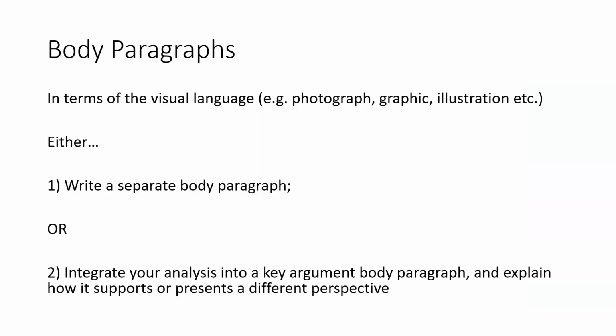Now, in this analysis, you don't just analyze the written verbal text, but you also analyze the visual language, for example, a photograph, a graphic, or an illustration, or a cartoon, or something like that. Now, how do you incorporate that? Well, you either write your analysis in a separate body paragraph, or you integrate your analysis into a key argument body paragraph and explain how it supports or presents a different perspective.